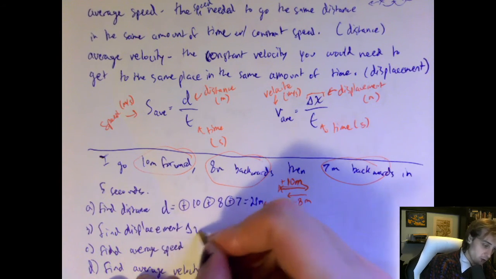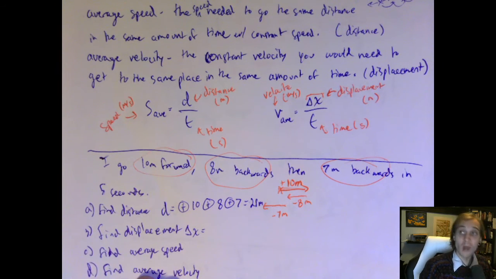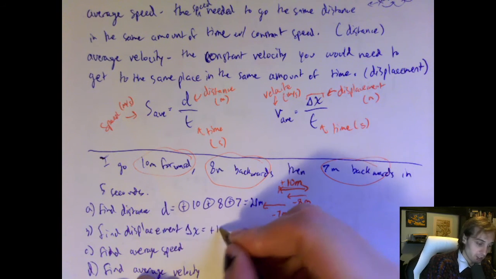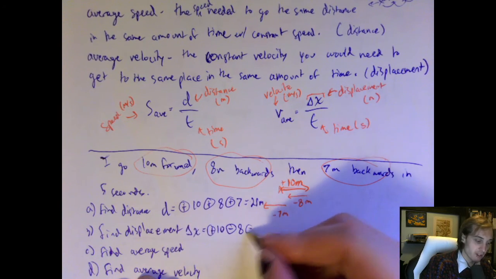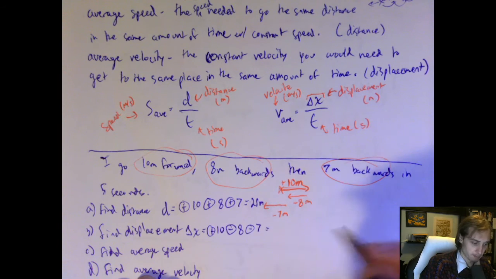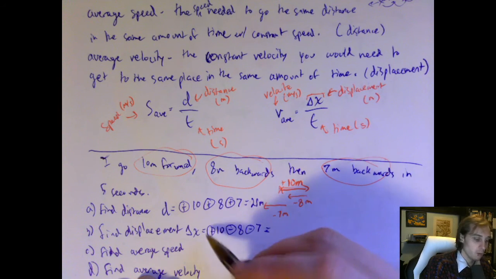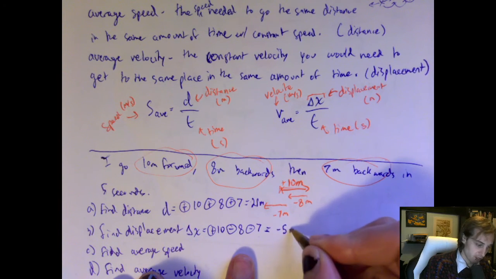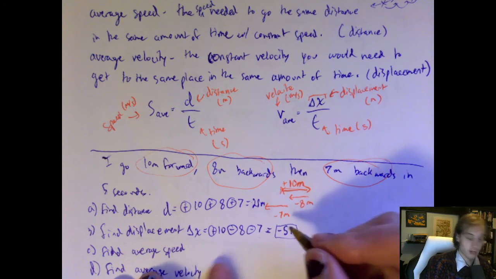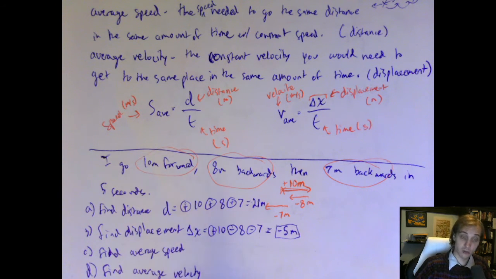For the displacement, though, because displacement needs to tell us where we went, we need to actually care if we go forward or backwards. So we have to keep our plus or our minus. So we'll have plus for our 10, we'll have minus for our 8 because it was backwards, and we'll have minus for our 7 because it was backwards. And when we add all those up, we'll get 10 minus 8, which is 2, minus 7, which is minus 5. Negative is totally fine. It just means you went backwards. 0 is totally fine as well. It means you ended where you began.